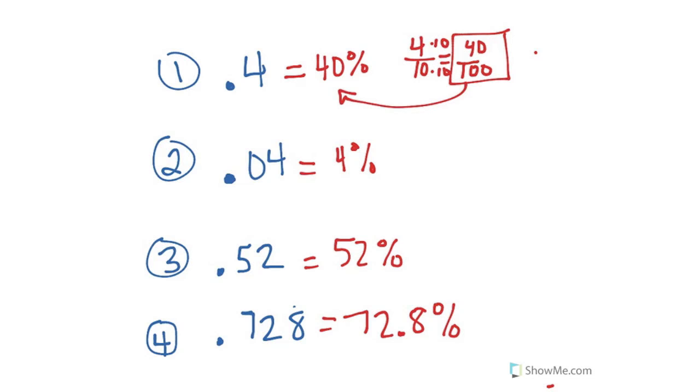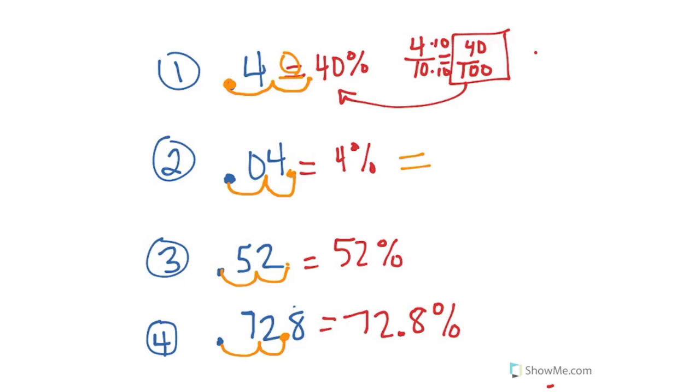Or what I could have done is move the decimal until I get to the hundredths place. This is the tenths, hundredths. And I'm just going to replace it with the 0 there. Tenths, hundredths. And that's how I got the 4%. Tenths, hundredths. That's how I got 52%. Tenths, hundredths. And that's how I got the 72 and 8/10%. Alright, so you can either show the work for all of them.